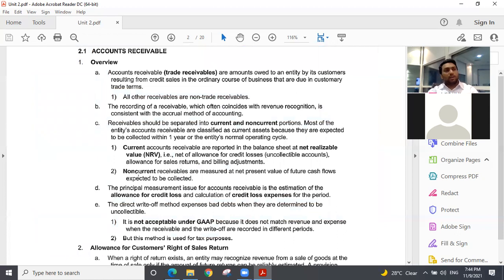Then non-current receivables are measured at the net present value of the future cash flows expected to be collected. Net present value means the money which you are receiving today is worth more than the money which you are receiving tomorrow. That means day by day the value of the money decreases, so we calculate the present value. For example, you are going to receive $100,000 next year. You need to know the value of this 100,000 today. Today's value will be $96,000 or $95,000. Clear? So if you are going to get receivables on a future date, you will take the net present value of the future cash flows.